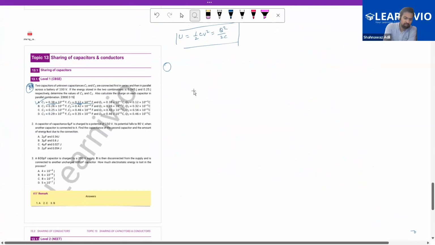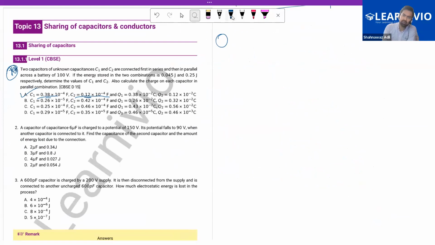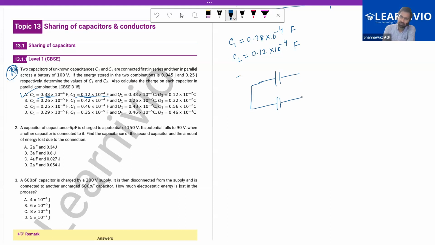Okay, so in the second part of this question, what they're saying is that in the parallel combination, what we have to calculate. So we have C1, which is 0.38 into 10 to the power minus 4, and then we have C2, which is 0.12 into 10 to the power minus 4, in Farad. Calculate the charge on each capacitor in parallel combination.